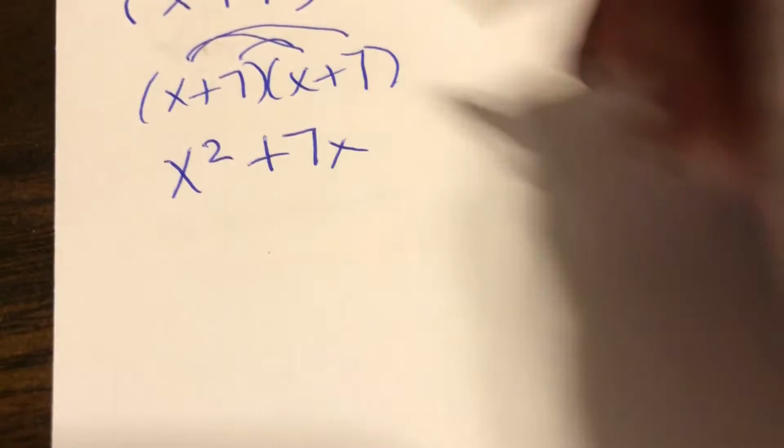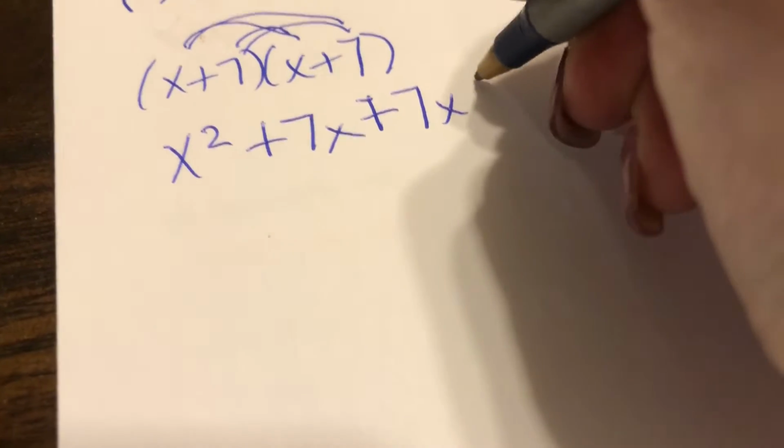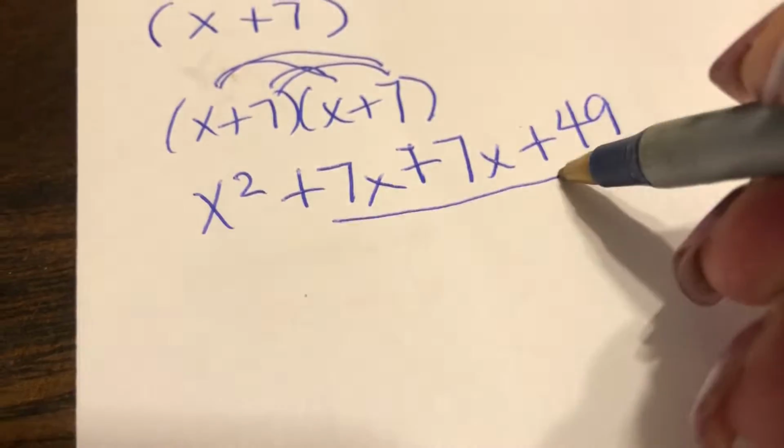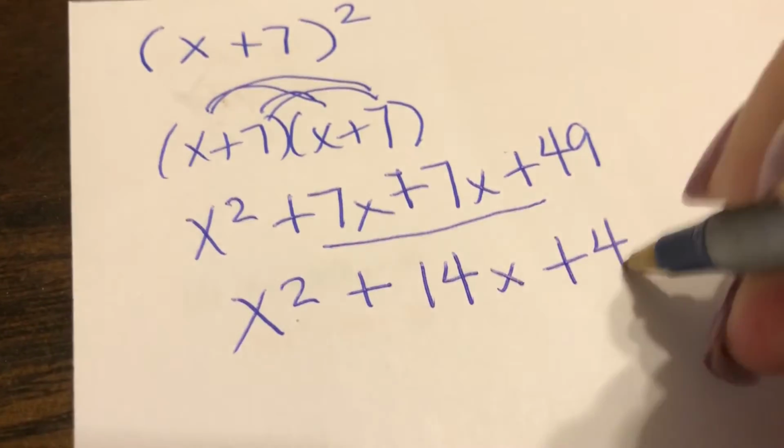We could go through and we could do x plus 7 times x plus 7. And I could do x times x is x squared. X times 7 is 7x. 7 times x is 7x. And then 7 times 7 is 49. And then combine those two middle terms and have x squared plus 14x plus 49.